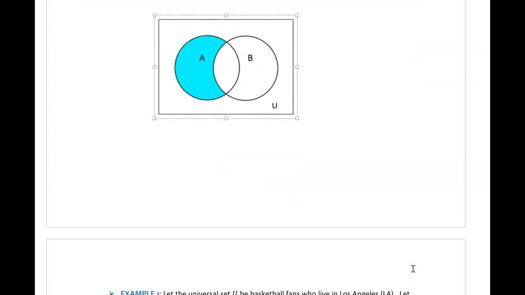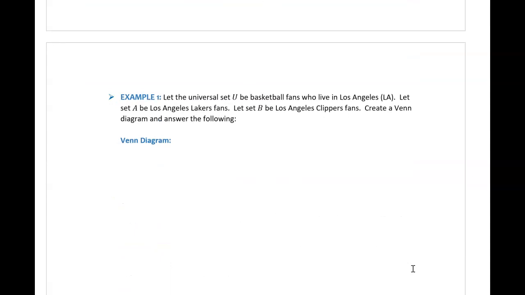Now let's do an example. Before you watch the rest of the video, please try to do the example yourself first, meaning create the Venn diagram and answer the problem by yourself, then go back to the video and watch the solution. Example 1. Let the universal set U be basketball fans who live in Los Angeles. Let set A be Los Angeles Lakers fans. Let set B be Los Angeles Clippers fans. Create a Venn diagram and answer the following.